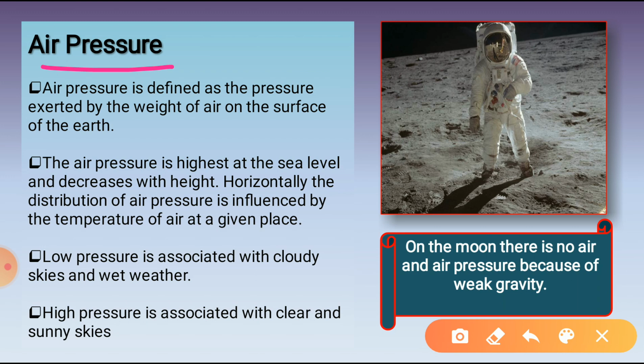We know that on the moon there is no air and therefore no air pressure. The reason is that the moon is too small compared to the Earth. The moon is 1/4 of the size of the Earth, and this reduces the amount of gravity on the moon. Strong gravity is needed to hold an atmosphere in place. So there is no air on the moon because of weak gravity.